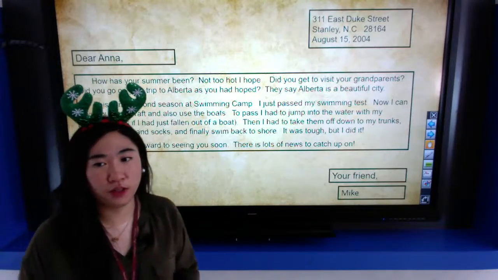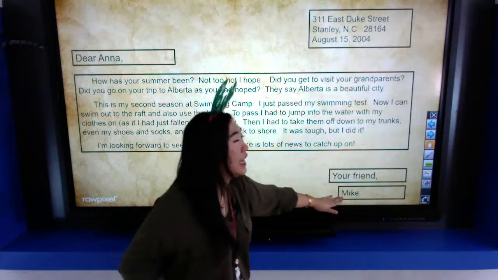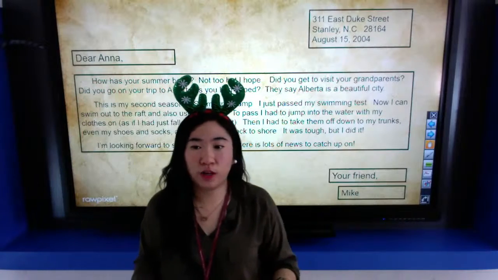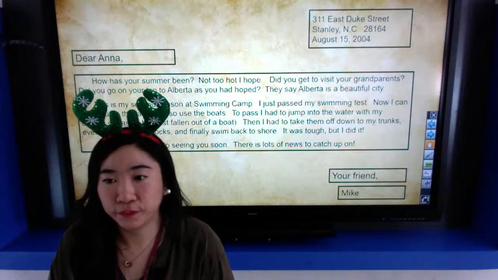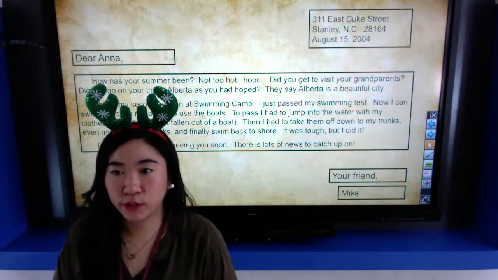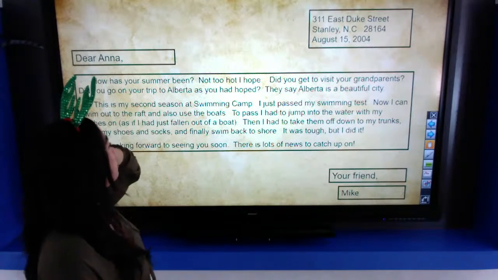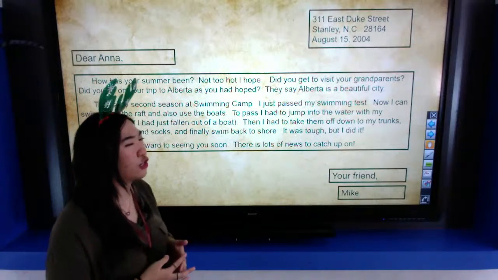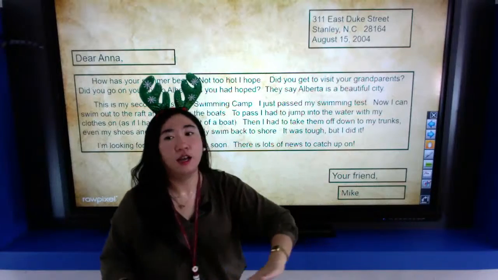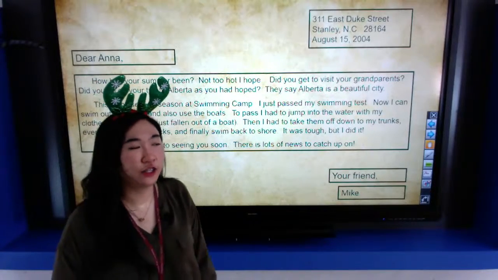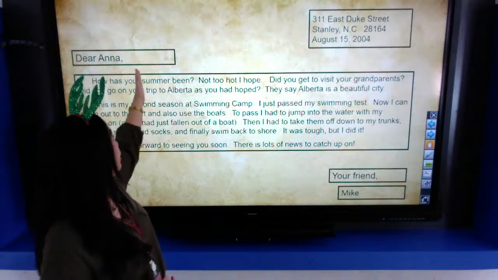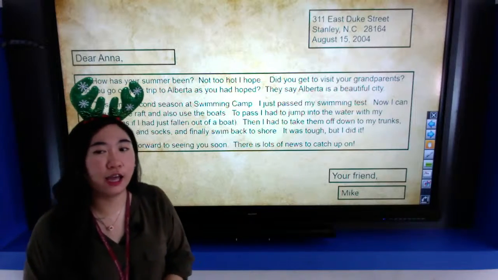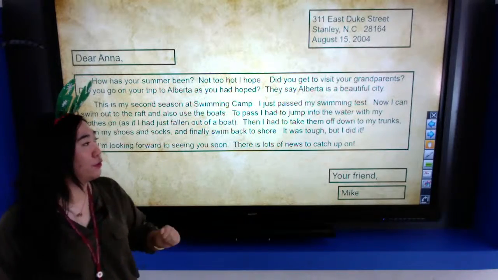Okay, so this is an example of an informal letter. There is nothing too formal about it. He is just writing a letter to his friend Anna. What do you think the letter was all about? He was talking about the summer. How was his summer? They're talking about Alberta, the place. Alberta is in Canada. So they are talking about how Anna's summer was in Alberta. Mike is saying that he joined the swimming camp and passed the swimming test.